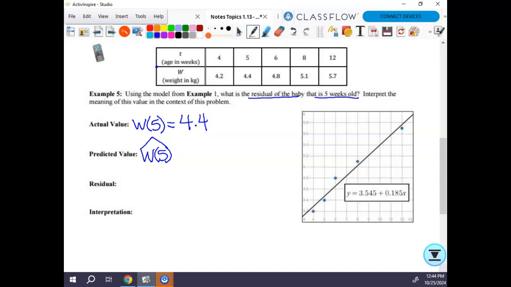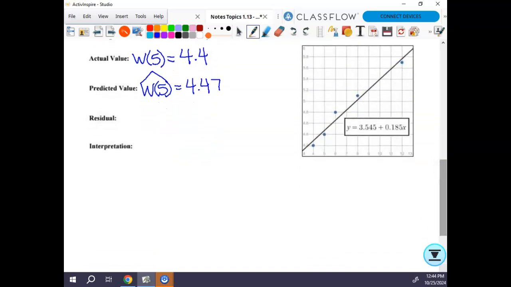Okay. So then W of 5 hat, my predicted value, which was another reason why I liked putting the hats on them, because otherwise you're not distinguishing between the two things. It's 4.47. Okay. So then to find the residual, because here you see the line and then you see all the actual values, how far away a value is tells us some things statistically, which again, we'll talk about some more. But your residual is just A minus P. So that's 4.4 minus 4.47.